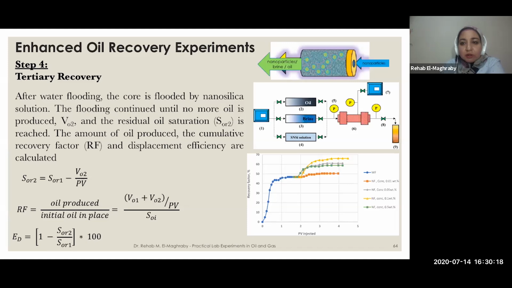You can also calculate displacement efficiency for this type of enhanced oil recovery, nanosilica. It's the residual saturation after applying the nanosilica divided by the residual oil saturation when we applied just water flooding or brine flooding. This is taken away from 1, times 100. So you will get the enhanced displacement efficiency as a percent.